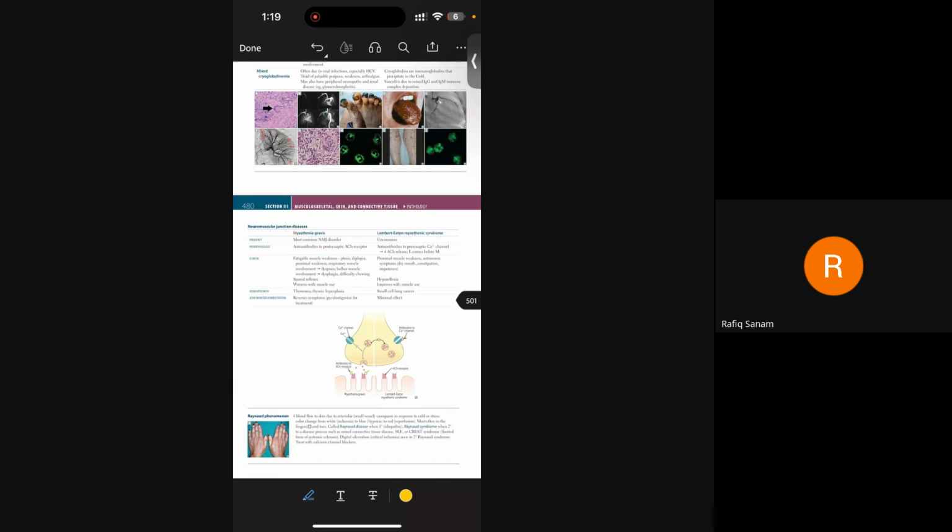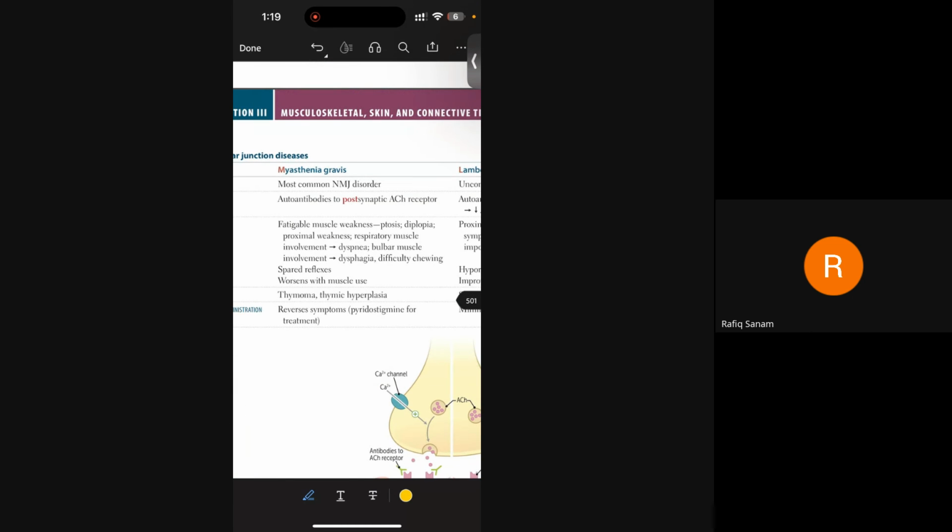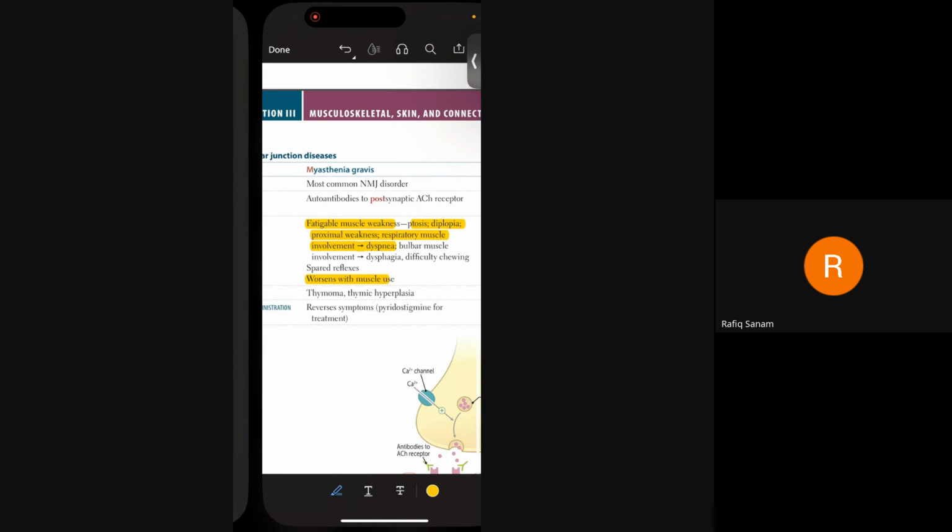Myasthenia gravis worsens with muscle use: fatigable muscle weakness, ptosis, respiratory muscle involvement, dyspnea. Okay, it worsens with muscle use.